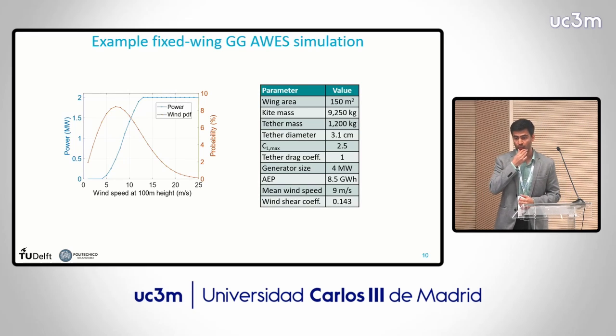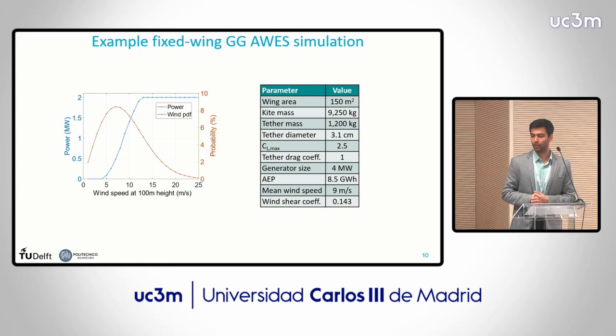to generate some results, what we simulated is an example of a fixed wing ground generation system. Here you see on the left a power curve of a 2 megawatt system and the system data that we used for the simulation. A wing area of 150 square meters, kite mass is 9 tons, so it's quite heavy. The deployed tether mass at the rated wind speed is around 1.2 tons, tether diameter of 3.1, CL max, and some certain other parameters here. What would be interesting to see is the generator size, which is 4 megawatts, which is quite high because you have the reel-out maximum power and you have the cycle average power of 2 megawatts.